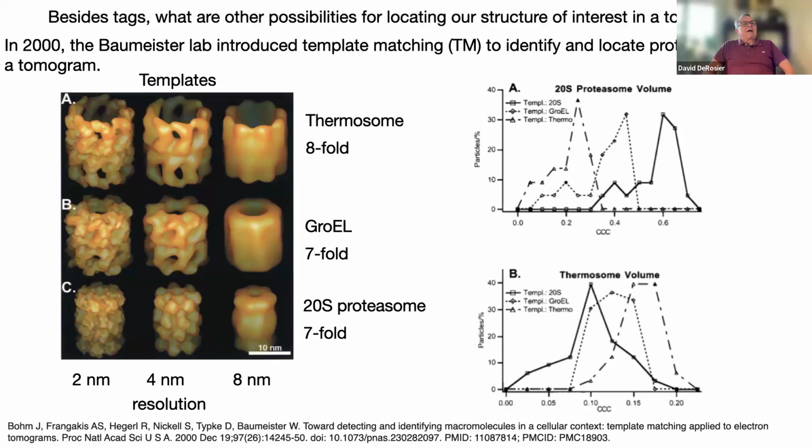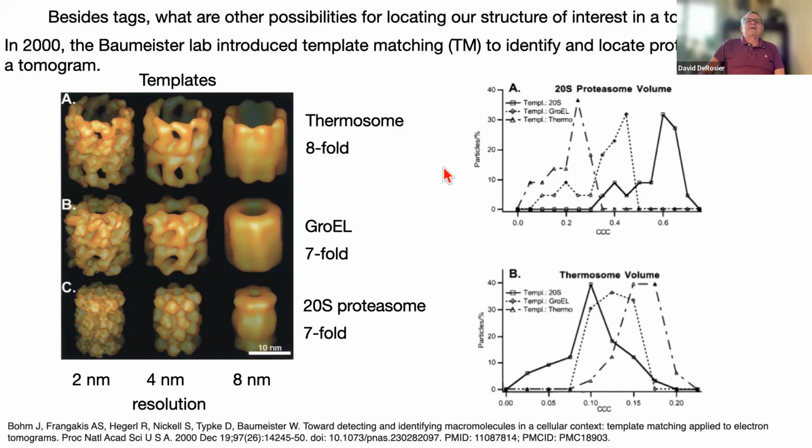So besides tags, that is putting on a gold particle or a fluorescent label, what are other possibilities for locating structures of interest? Well, again, the Baumeister lab introduced template matching to identify and locate protein complexes in a tomogram. So he used 3 structures, thermosome, GroEL, and the proteasome.